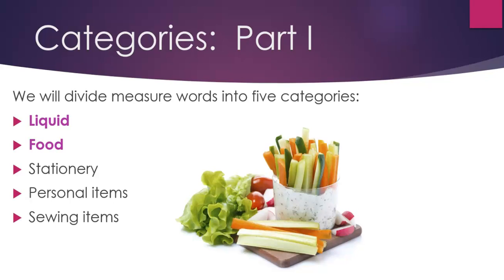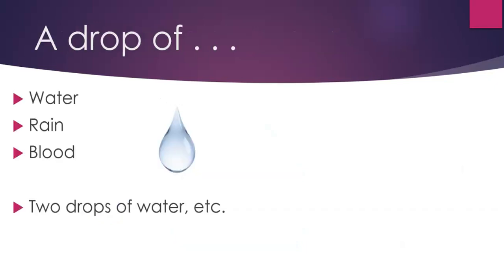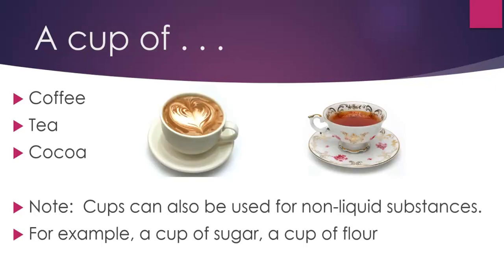Categories, Part 1. We will divide measure words into 5 categories: liquid, food, stationery, personal items, and sewing items. Let's start with liquid. We'll start with the smallest measure words. A drop of water, a drop of rain, a drop of blood, 2 drops of water, etc. A cup of coffee, a cup of tea, a cup of cocoa. Note, cups can also be used for non-liquid substances. For example, a cup of sugar, a cup of flour.